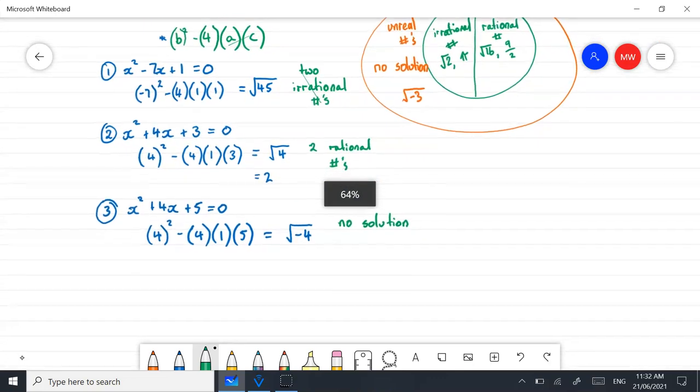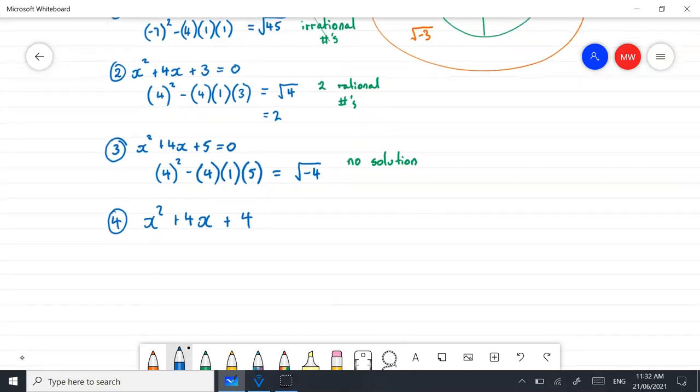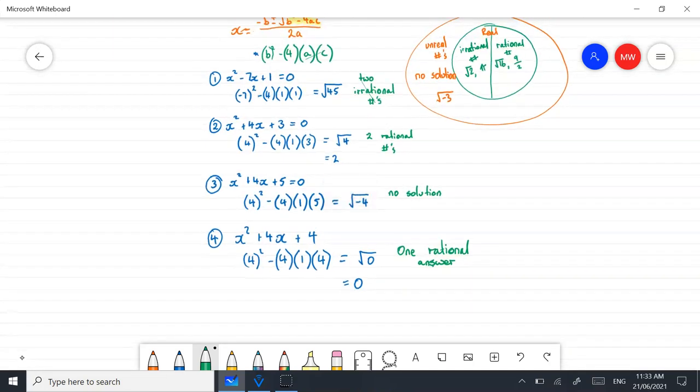And the last one that you might get occasionally, there's not very many examples of these, would be if you got something like x squared plus 4x plus 4, because if you sub this in, you'll end up with 4 squared minus 4 times 1 times 4. So you'd end up with 16 minus 16, which is the square root of nothing, which is nothing. Now, in this case, you have got a rational answer, but you've only got 1. So this will lead itself to 1 rational answer, or 1 rational number is probably a better answer.